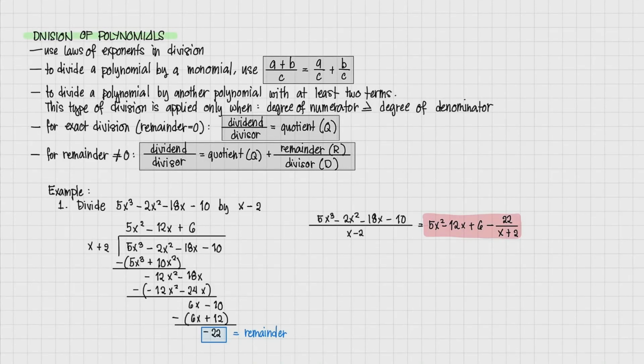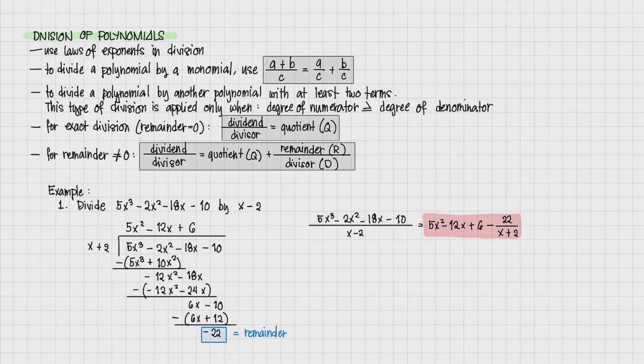To divide a polynomial by a monomial, we could use this theorem. We have a plus b divided by c. This is our monomial c. And it would be just equal to a over c, where a is our first term, and b is our second term. You are just going to divide each term by c and then add them.